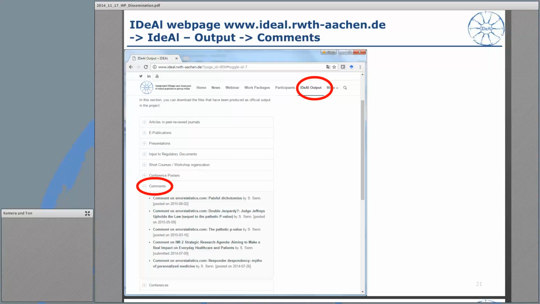And in the blog post on painful dichotomies and the despondency myth of personalized medicine, Stephen shows, however, that the element of individual response may be commonly overestimated. So if you haven't read the blog post yet, I can only recommend doing so. So don't waste your time in this webinar. Go and read Stephen's blog post. As said, on the IDeAl output webpage, you will have direct links for your convenience so that you can easily access them.